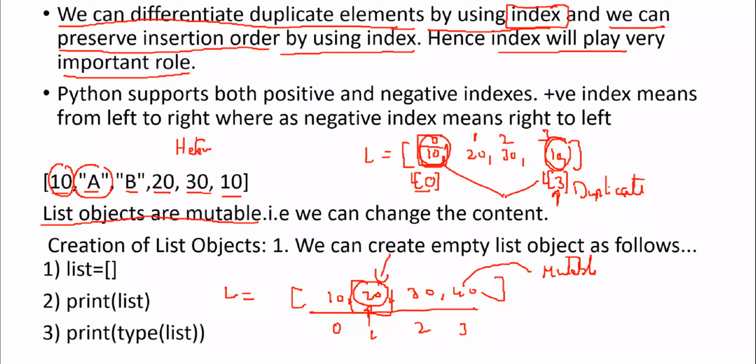Similarly, list objects are mutable. That means whatever objects you are keeping in the list, those objects can be changed. So these are some basic features of a list. The main feature is that a list consists of heterogeneous data. That means in a list you can keep integers, floats, strings, booleans, another list object. Like that you can keep different objects within a list, so a list is a heterogeneous data type. So this is just an introduction about what a list is.